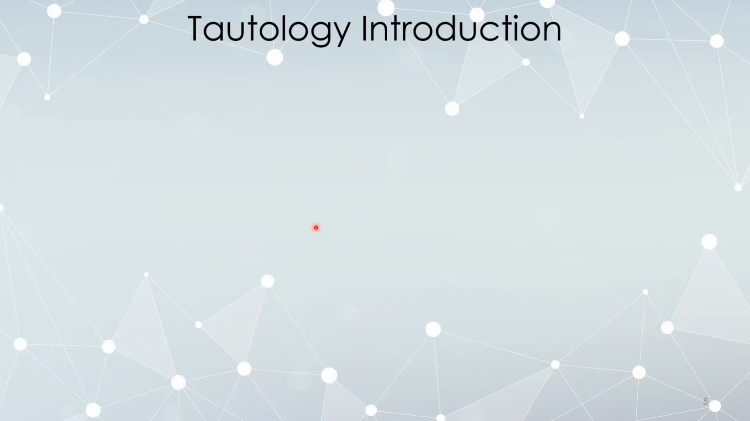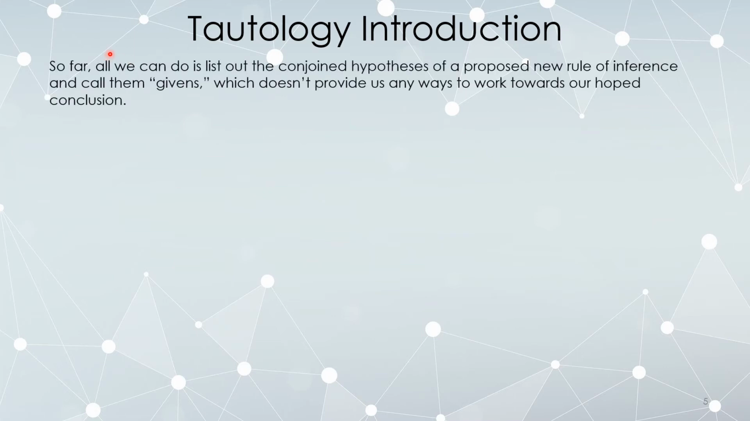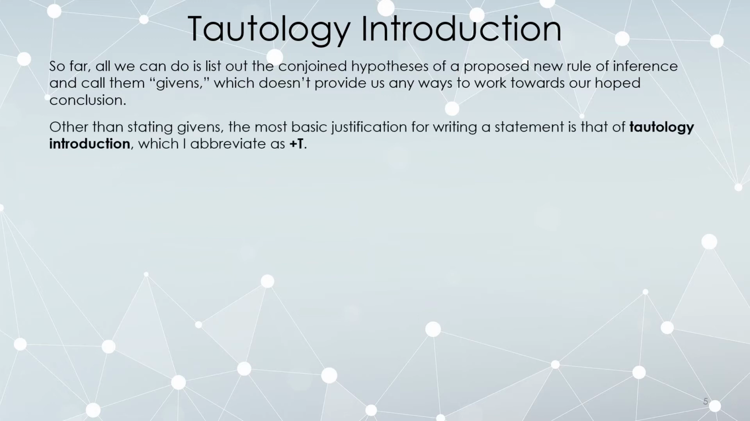Another thing we can do to introduce statements into a proof is what is called a tautology introduction. So far we can't do anything. All we can do is state our givens, and then we're out of steam, because it's the only justification we know, and it's only allowable to actually put the givens in there. Okay. There are other things we can do, and the simplest is tautology introduction.